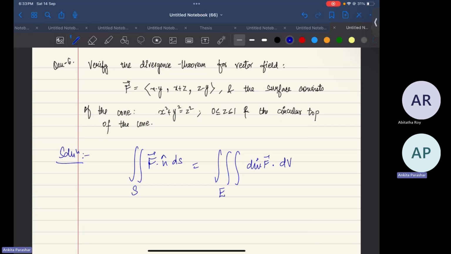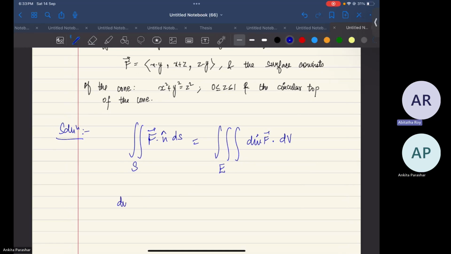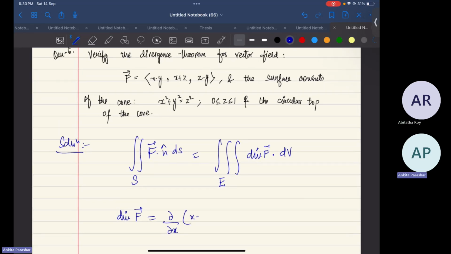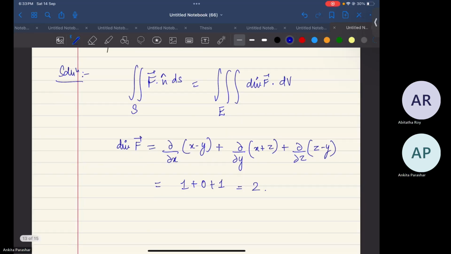What is divergence of F? You have to find that scalar field first. The definition is: first component, second component, third component. Is that okay? This is 1, 0, 1. The scalar only, 2. Simple enough.